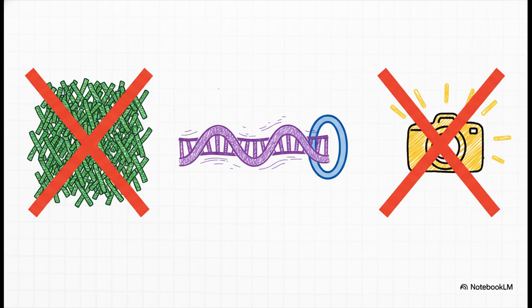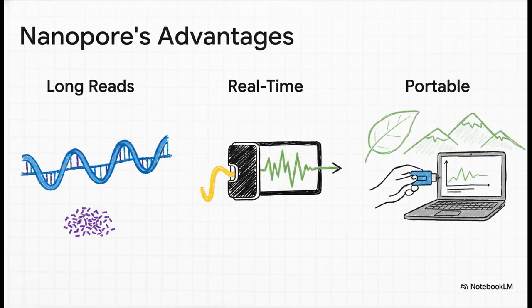You don't need to make copies of the DNA to create a forest. You don't need a whole series of washes and photos. It's just one long, continuous strand of DNA being read, letter by letter, in real time as it zips through the pore. And the advantages here are pretty incredible. First, it can read really long pieces of DNA, which is a lifesaver for putting together the tricky parts of a genome. Plus, the data streams off the machine as it's happening. It's real time. And get this, some of these sequencers are so tiny, you can literally plug them into a laptop and do sequencing out in the middle of a field.